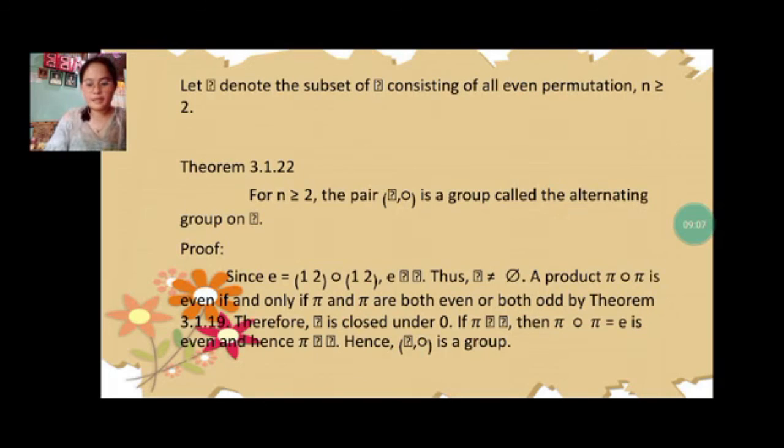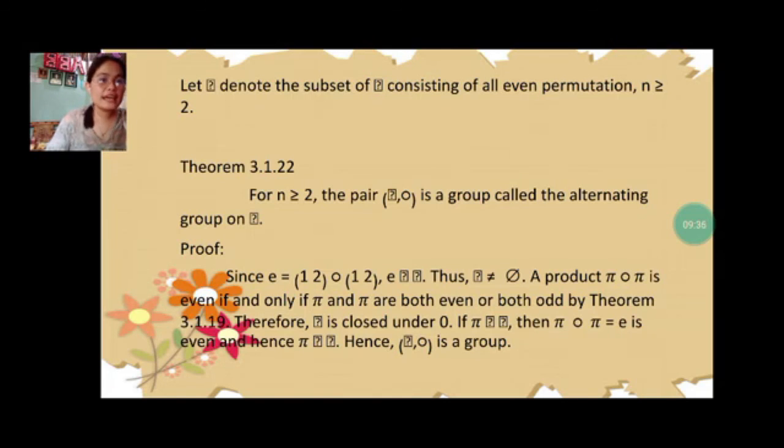Okay. Let A sub n denote the subset of S sub n of all even permutations, n greater than or equal to 2. So, theorem 3.1.22. For n greater than or equal to 2, the pair A sub n and composition is a group called the alternating group on Ln.